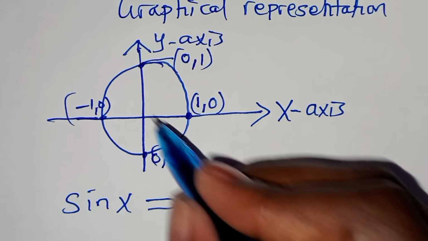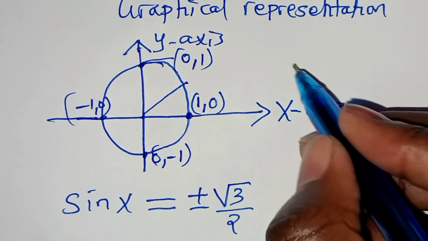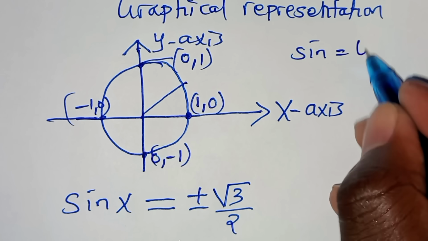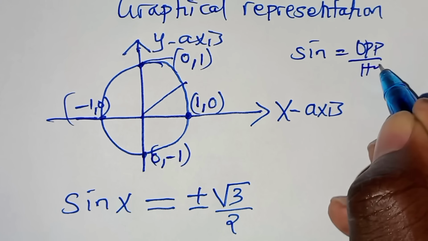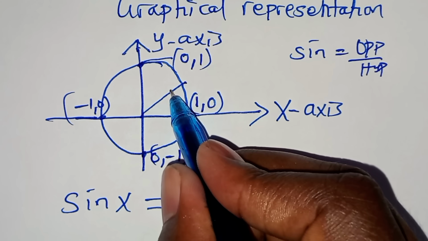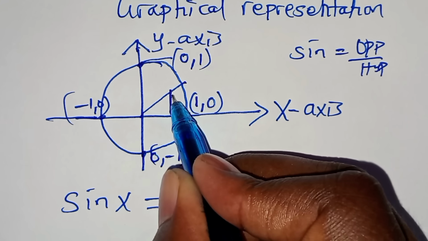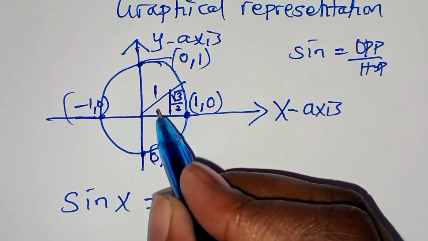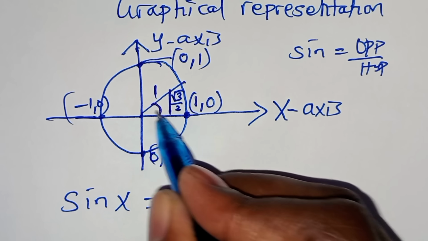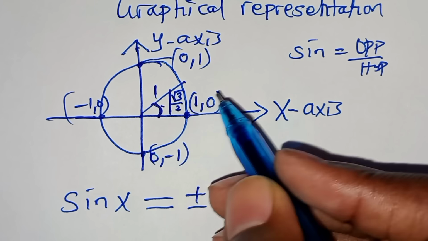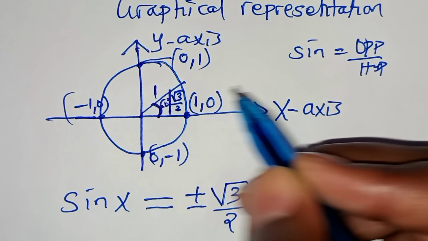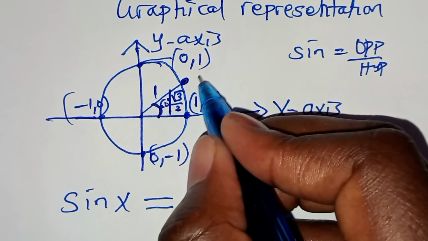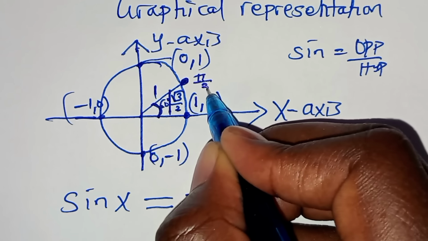Now, remember sine is equal to opposite over hypotenuse. So in this case, we have the opposite here, which is square root of 3 over 2. Hypotenuse is 1. So we have an angle here, which is actually 60 degrees. In terms of radians, this is pi over 3.